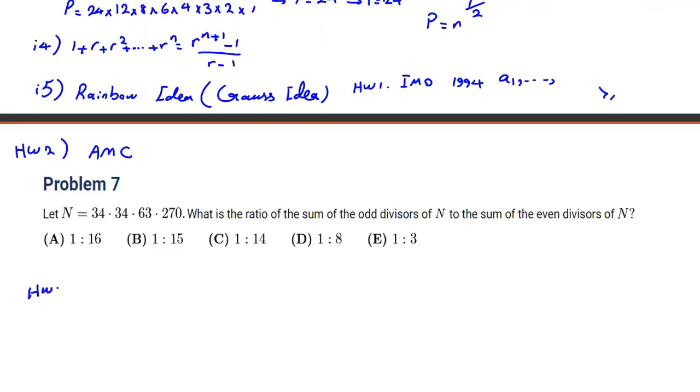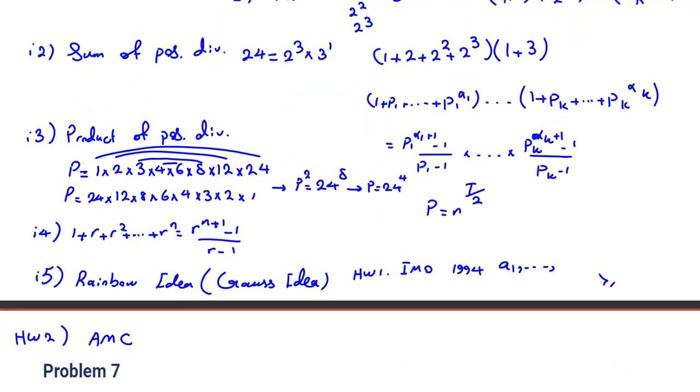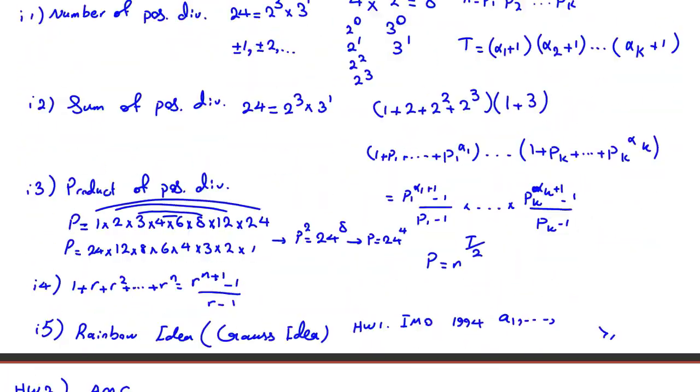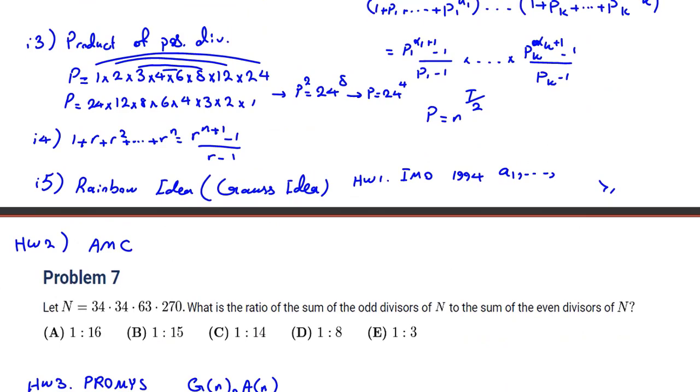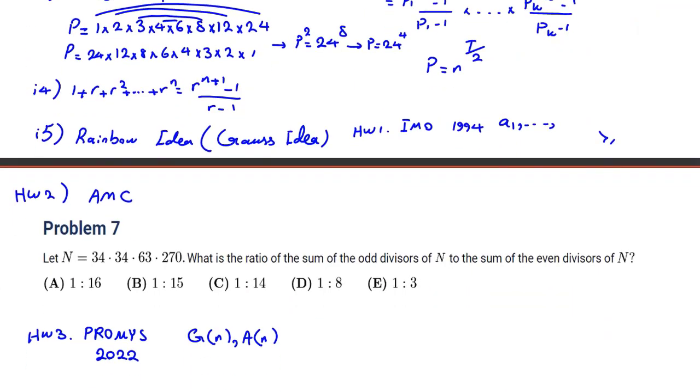As homework 3, you can solve a PROMYS problem. It is related to the product of divisors, G of n, A of n. PROMYS 2022. It is a prestigious summer camp, like SUMaC, that is for Stanford, and this is for Boston University, 2022. It involves the sum of divisors and the product of positive divisors. We can also solve that problem with these ideas. Okay, so we worked on 5 ideas and 3 homeworks.